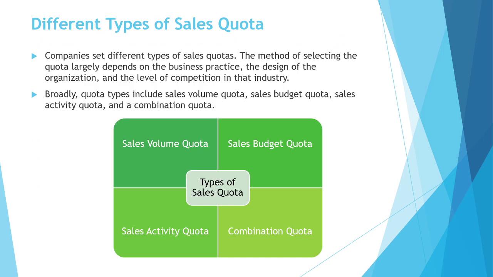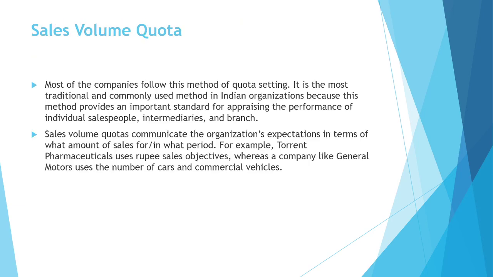There are 4 different types of sales quotas. Companies set different types of sale quotas. The method of selecting the quota largely depends on the business practice, the design of the organization, and the level of competition in that industry. Broadly, quota types include sale volume quotas, sales budget quotas, sales activity quota, and a combination quota.